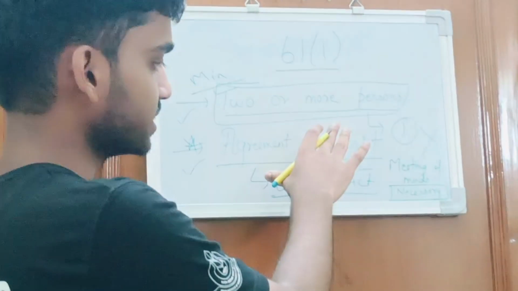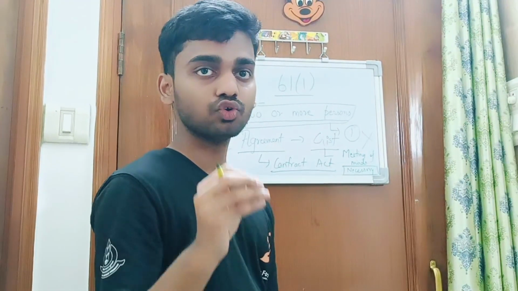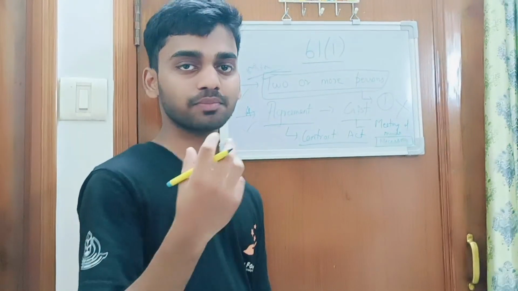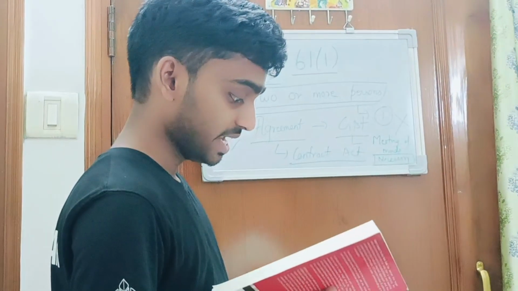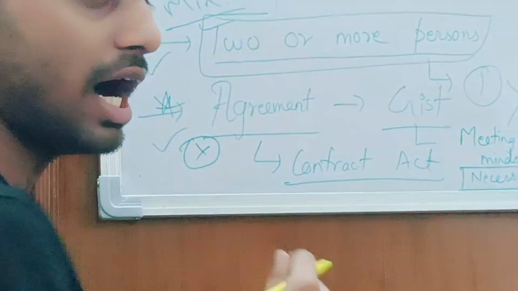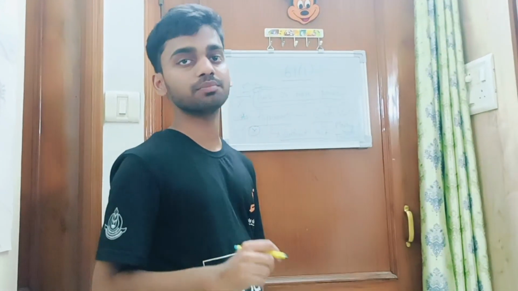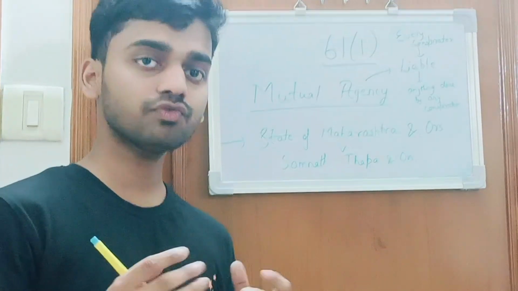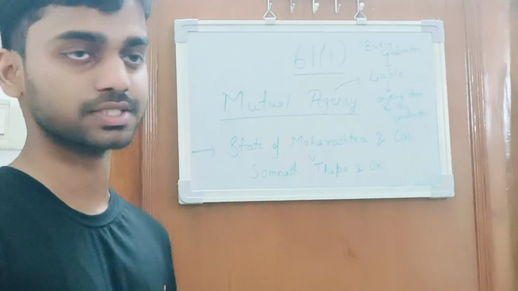So these two elements, that is two or more persons and an agreement, must be there to fulfill the offense of criminal conspiracy. It is very important to note that in the absence of agreement, that is, when there is no agreement, a mere thought to commit an offense does not constitute the offense of criminal conspiracy.